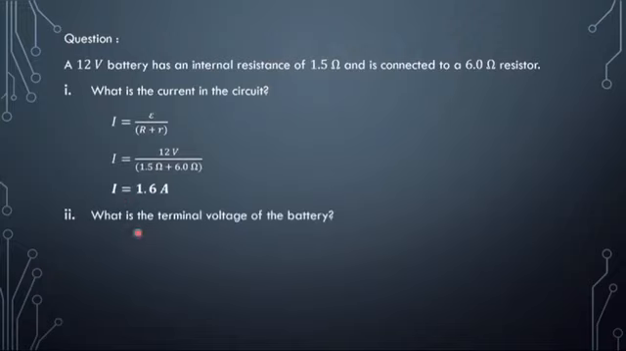The next question is, what is the terminal voltage of the battery? Here I will use the equation terminal voltage equals EMF minus current times internal resistance. Our EMF is the same, 12 volt, minus 1.6 ampere, the value we got from question 1, times 1.5 ohm, our internal resistance. After calculating, our terminal voltage will equal 9.6 volt.